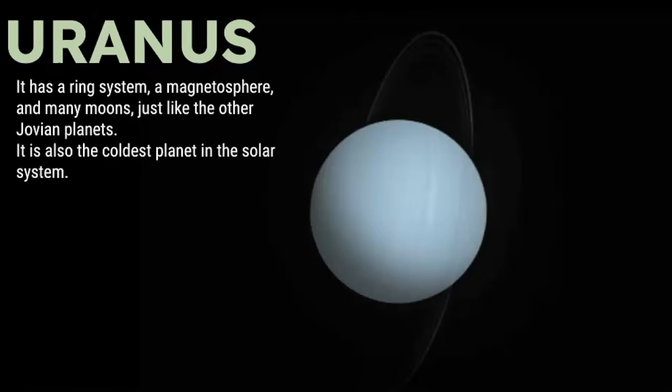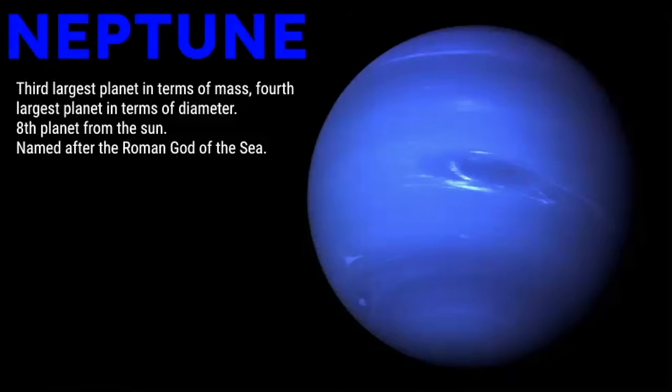The characteristics of this planet are really fascinating. It does have a ring system, it has a strong magnetosphere, and it has many moons just like the other Jovian planet. It also happens to be the coldest planet in the solar system. But what we'll get to in a minute is if we can see it or not. It is very faint and it is possible, but highly unlikely you'll be able to see this with the naked eye. But let's quickly talk about Neptune.